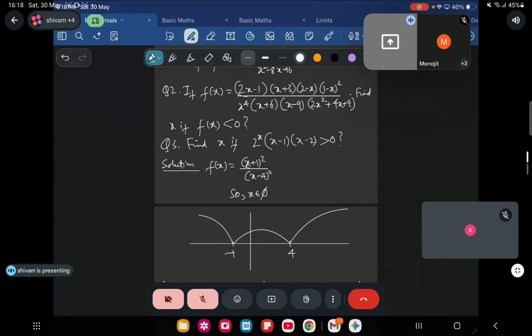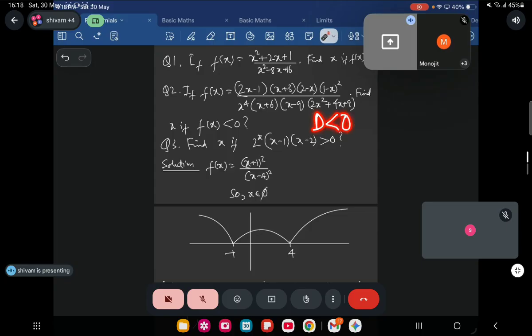That one, is it factorizable? No, that is not factorizable, right? So over here, you find out the discriminant. I mean, let us find out whether there exists any root or not. Okay. Discriminant is less than 0. So over here, will you find any?